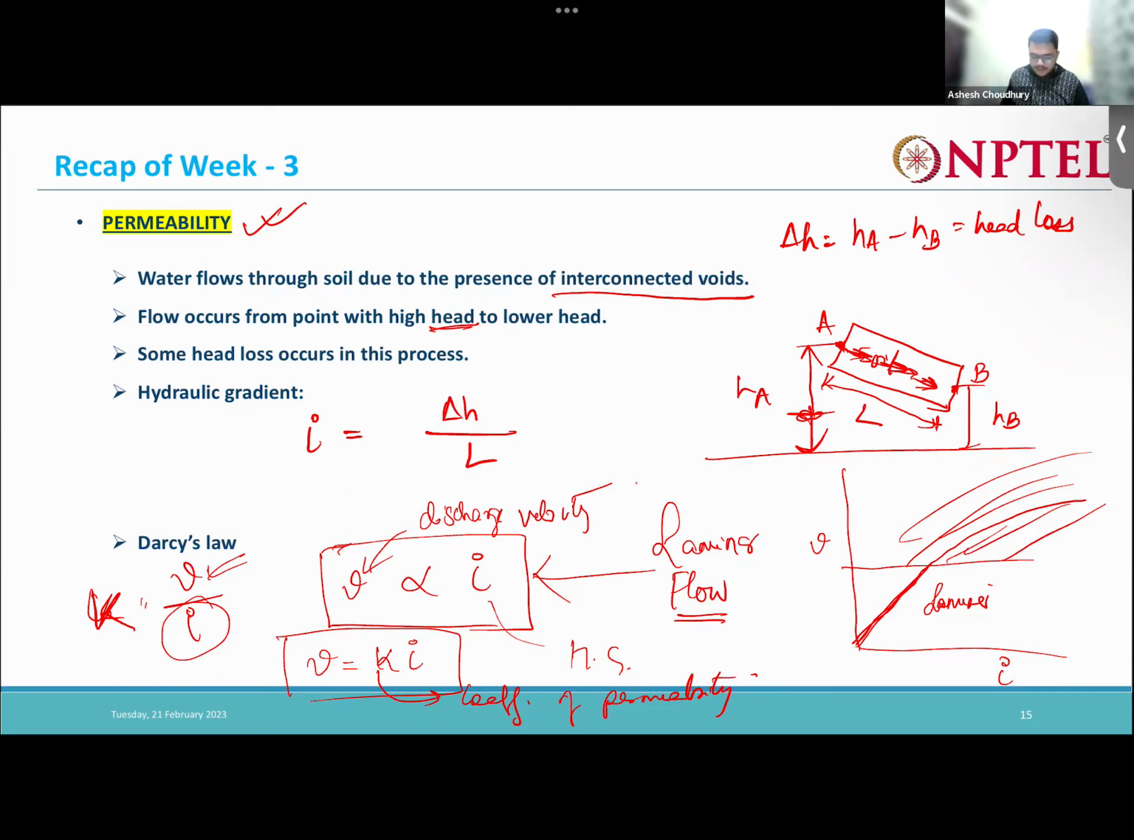So the coefficient of permeability is nothing but the proportionality constant, right? Different types of soils have different coefficients of permeability. It's a material property of the soil, so different types of soil will have different values of coefficient of permeability.